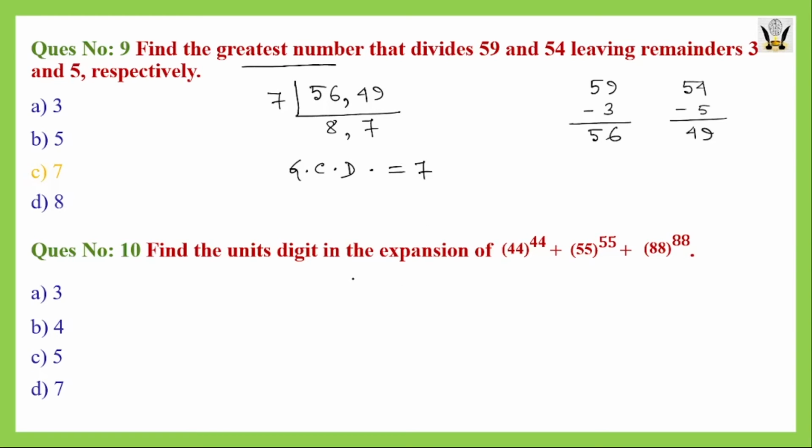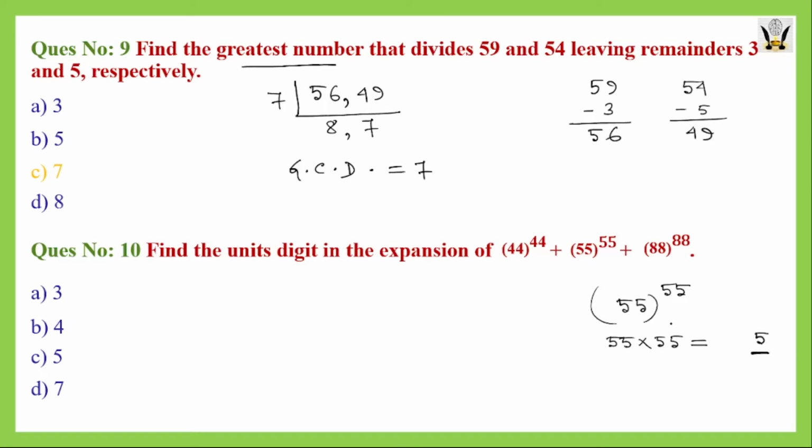Now the next problem sum says: find the units digit, meaning the digit at the units place, in the expansion of this series sum. So here we have three numbers, 44 to the power 44, 55 to the power 55, and so on. Now if we consider the middle term first, 55, and its power is also 55. So if we multiply the first two 55s, then what we can conclude here is, whatever the result of multiplication, at the units place the digit will be 5.